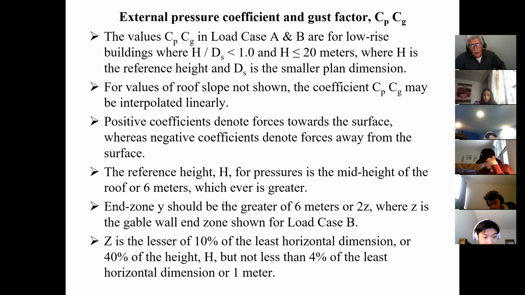Now, these are all the footnotes to those two diagrams. Like I said, this is the most important one. The diagram only applies for a building that does not exceed 20 meters, or the ratio of h over the smallest dimension does not exceed 1. Keep that in mind.